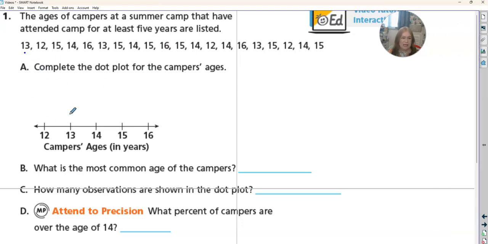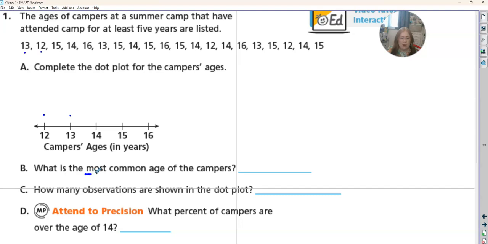So here I have 13, and I'm going to put a dot on 13. Then I have 12, then 12, making sure I just get one for every single one. So you're going to go ahead and complete that dot plot.